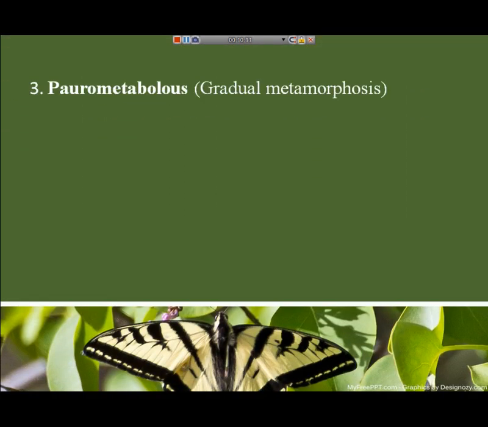Third is the paurometabolous or gradual metamorphosis, which is quite comparable to hemimetabolous. The stages of the life cycle of the hemimetabolous resemble the paurometabolous development, and it has three life stages. We have the eggs, the nymph, and the adult. Now, as we can notice, instead of having the middle stage called naiad, we call them nymphs.